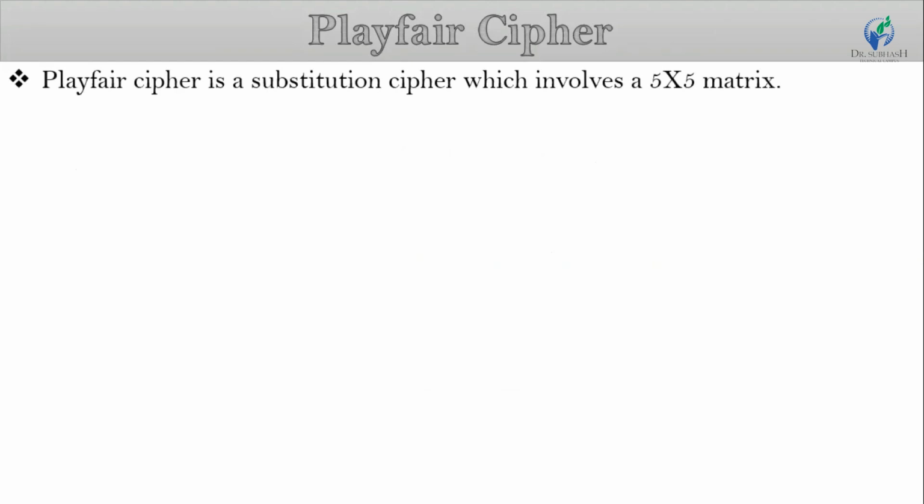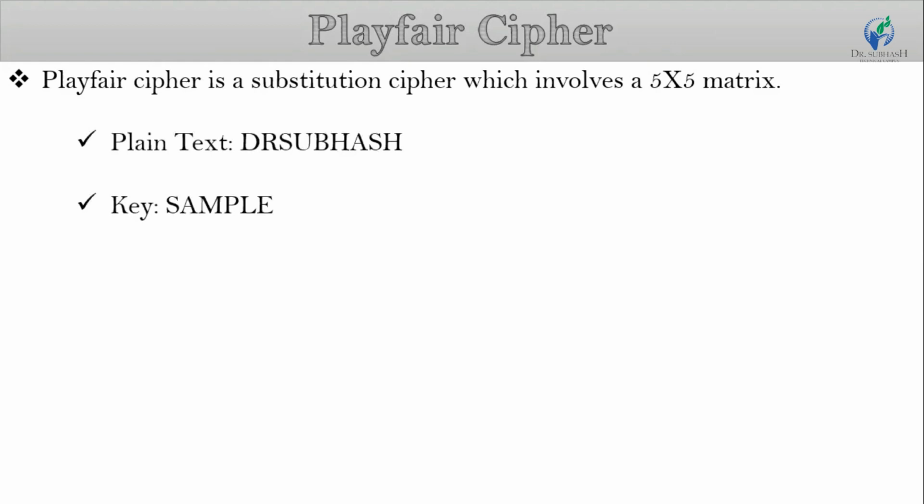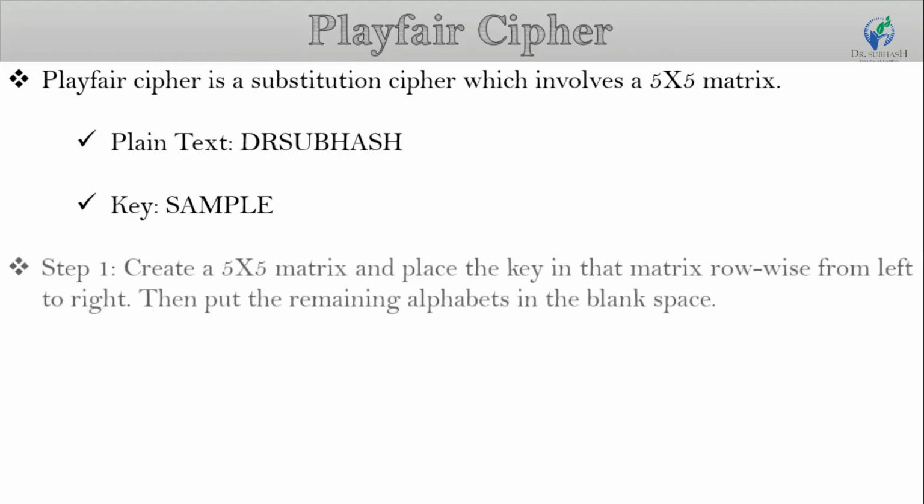We know Playfair Cipher is a substitution cipher which involves a 5 cross 5 matrix. So in this example, we have taken the plain text as "Dr. Subhas" and the key as "sample". In step 1, a 5 cross 5 matrix is created with the characters of the English alphabet.